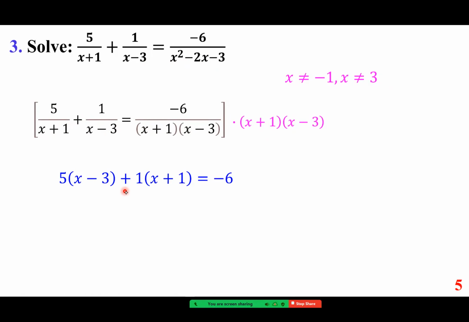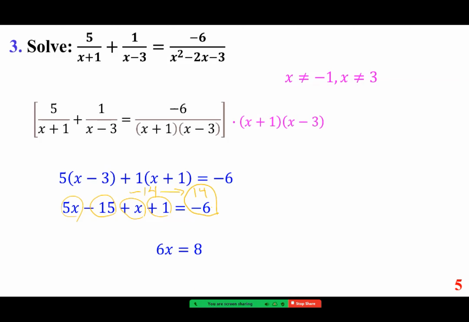Now we are going to distribute: 5x minus 15 plus x plus 1, and the right side doesn't change. As you can see, these two add up to 6x. Minus 14, which we move to the other side becomes plus 14 with -6, gives us +8.